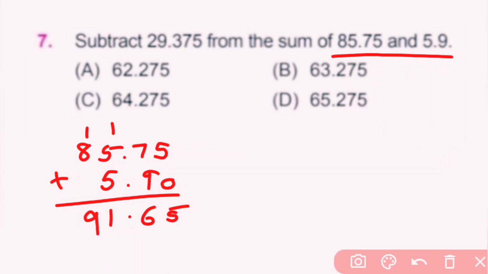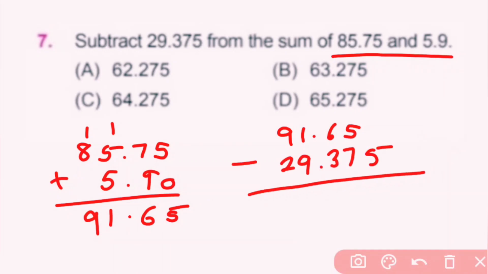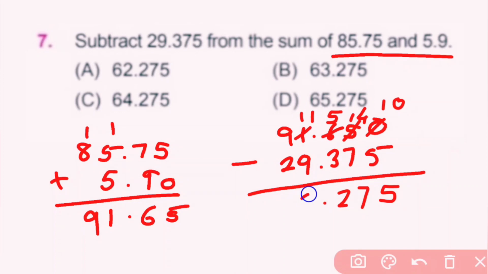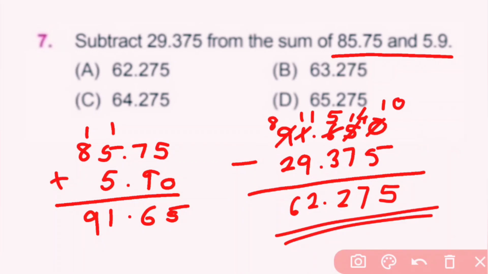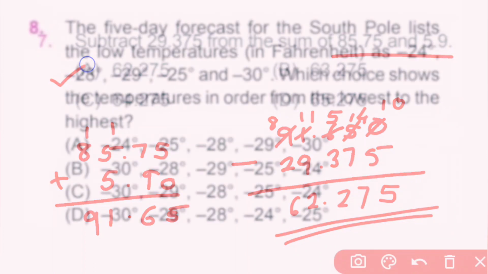Now we subtract 29.375 from 91.65. So here 0, 10 minus 5 is 5, here 14, 14 minus 7 is 7, then here 5, 5 minus 3 is 2. Here again 11, 11 minus 9 is 2. Here 8 minus 2 is 6. Answer is 62.275. A is correct.